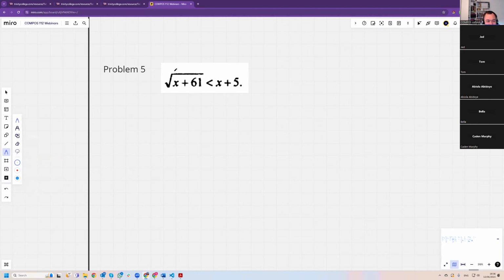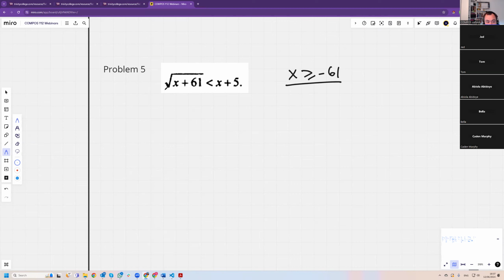So first of all, the thing on the left is a square root. The square root, that means you cannot take a square root of a negative number. Therefore, x has to be greater or equal -61. That's your limitation.